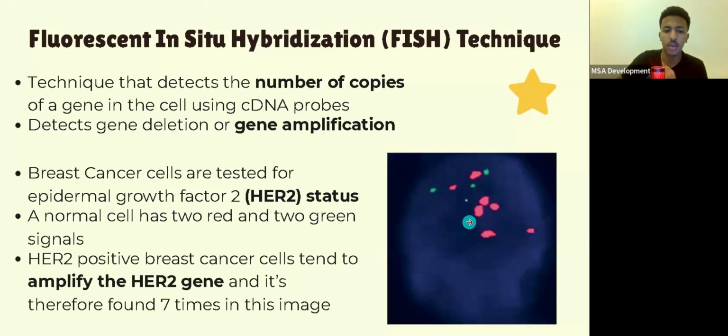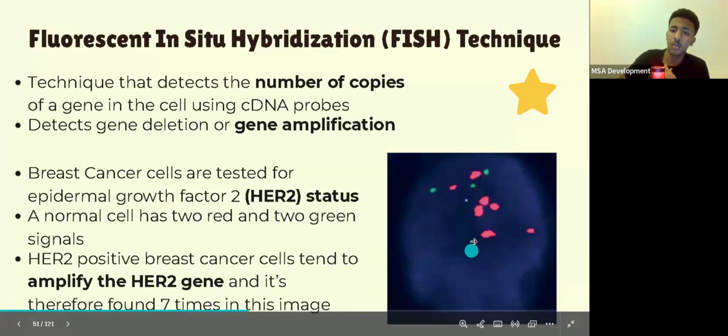All you need to know is in a normal cell, you have two reds and two greens. More than that is gene amplification. Less than that is gene deletion. And with HER2 positive breast cancer cells, there's gene amplification.